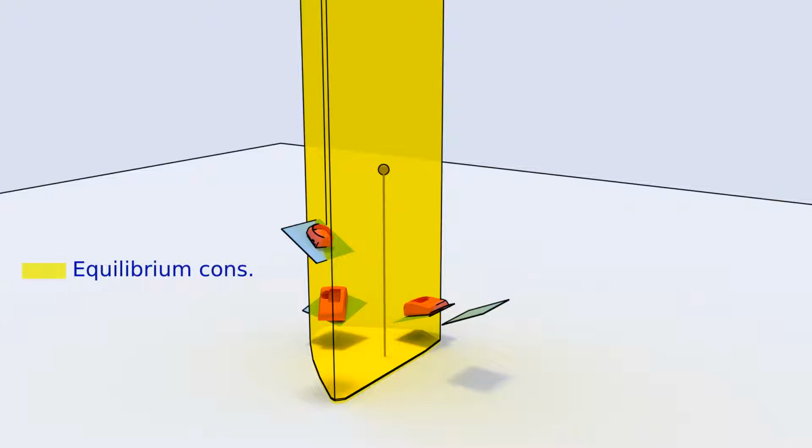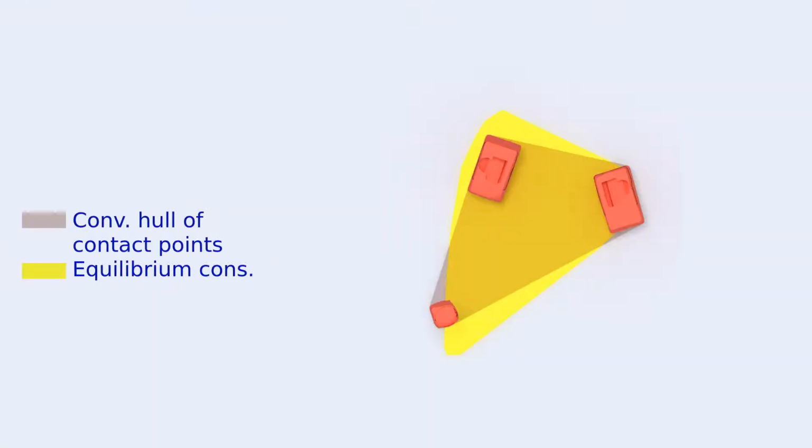The yellow polytope depicts the equilibrium feasible area for the displayed contact set. If the COM belongs to this area, then there exists a set of contact forces such that the character will remain in its position without accelerating. It is important to observe that in the multi-contact case, this area is not equivalent to the one given by the convex hull of the contact points, as shown by this orthographic view.